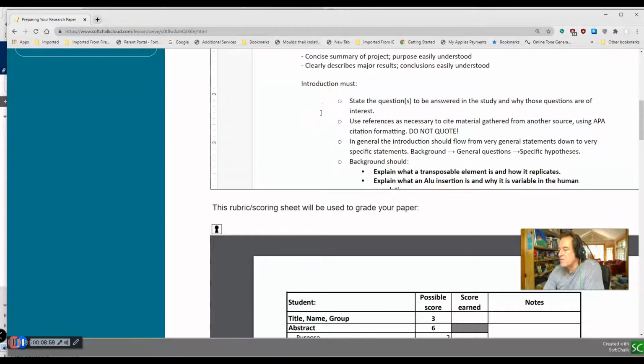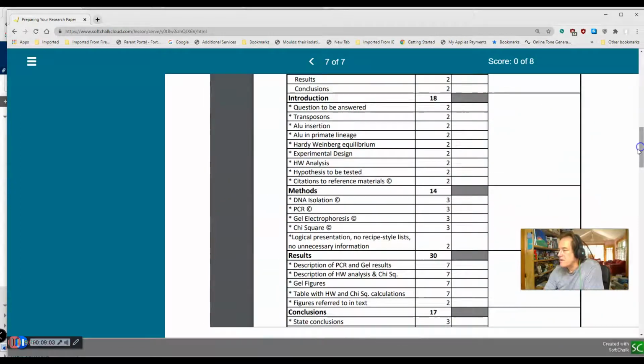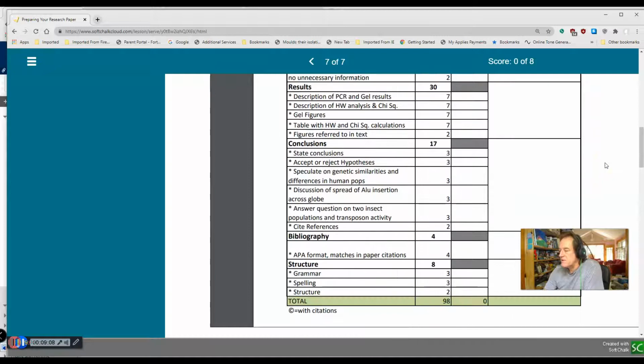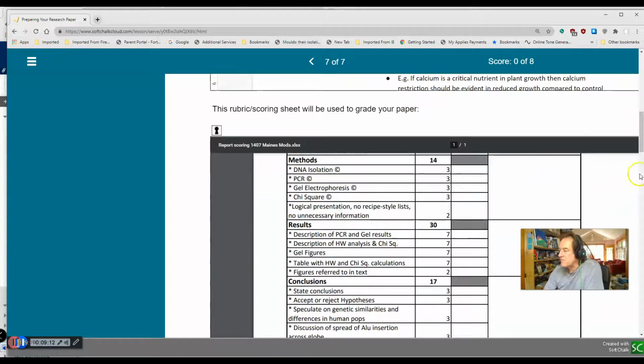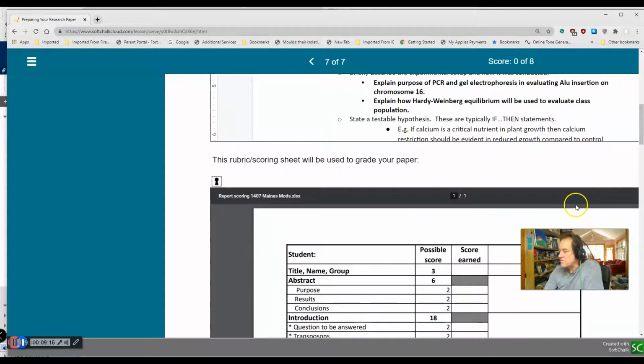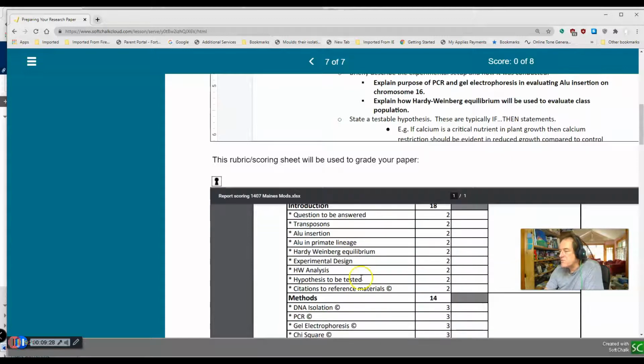That way I can go over it using this grading tool right here. This is what I will hand back to you, or I'll email to you in y'all's case, because we're not meeting face-to-face. But this is what I'll use, so let me see if I can get up here and show you that. So for the title, which has to have a name and group number, the title and your name is 3 points. The abstract, the purpose, the results, the conclusions, 2 points each, etc., etc., etc. All the way through here. Just do each of these things.